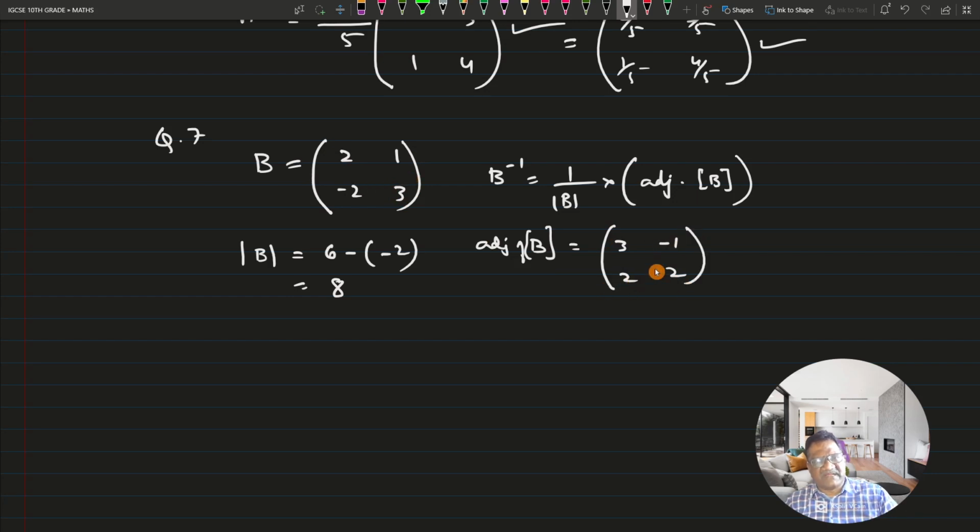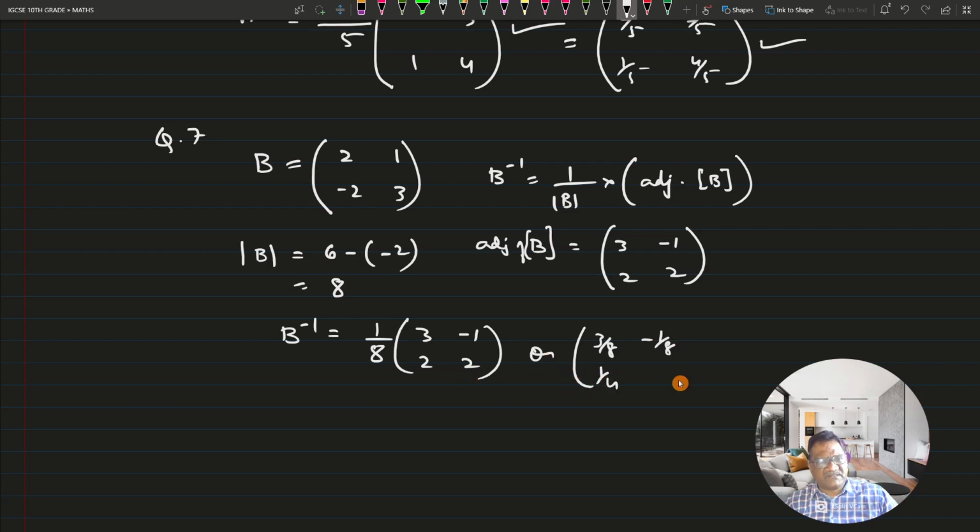Okay, you have to change the sign of these two elements, right? So this is the adjoint. So B inverse will be equal to 1 upon 8 times [3, -1; 2, 2]. So that's your answer. Or you can write the answer as 3 upon 8, minus 1 upon 8, 2 upon 8, which happens to be 1 upon 4, and this will also be 1 upon 4. So both these answers are correct.